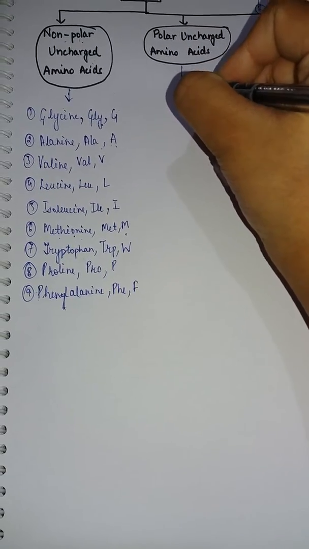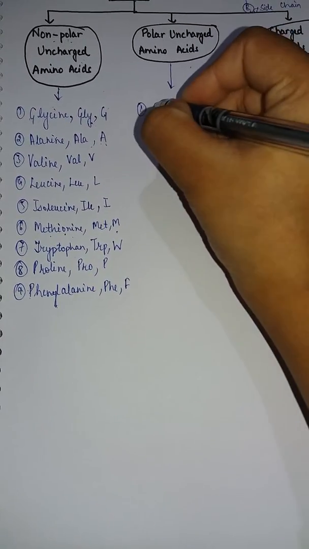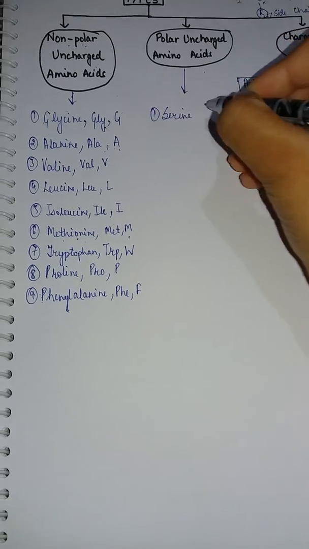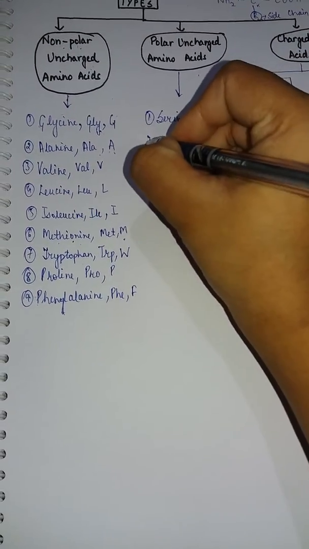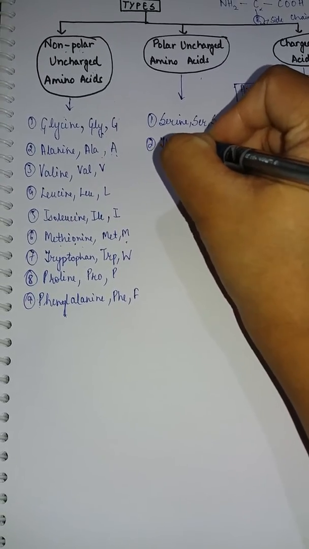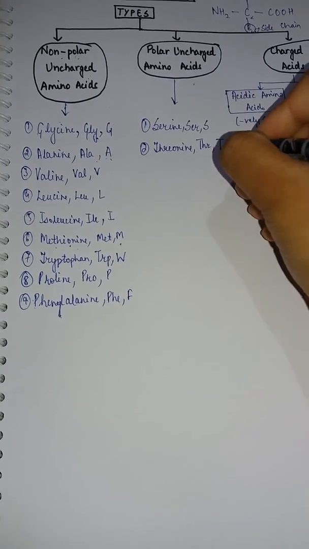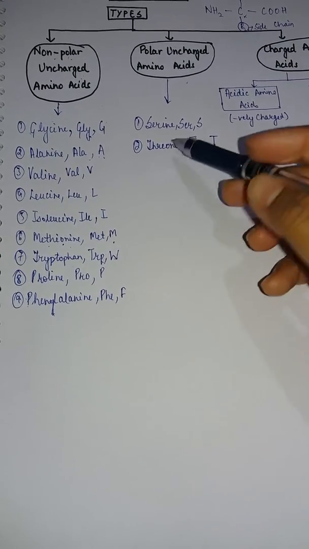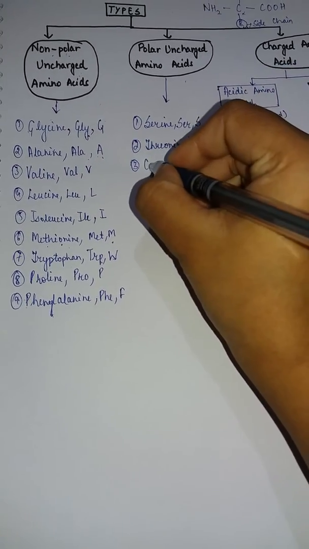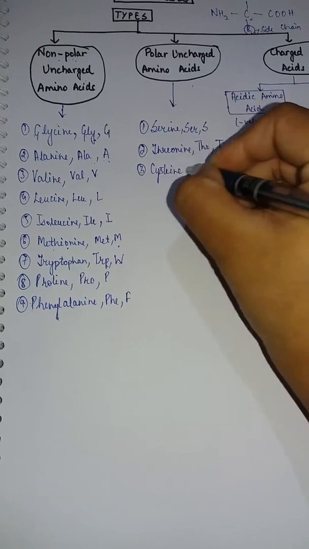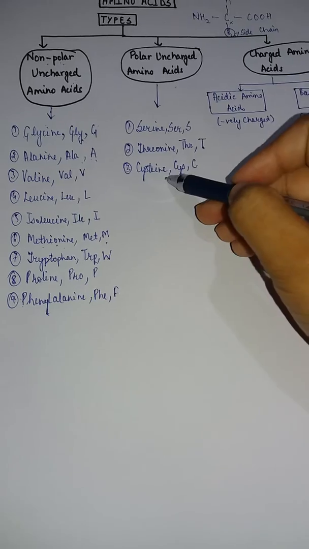So now let's talk about the polar uncharged amino acids. So the first polar uncharged amino acid is serine. Its one letter code is S and three letter code is SER, serine. Another is threonine. Its three letter code is THR and one letter code is T. So here you can see tryptophan with W and threonine with T. Then cysteine. Cysteine is the third polar uncharged amino acid. It is sulfur containing.